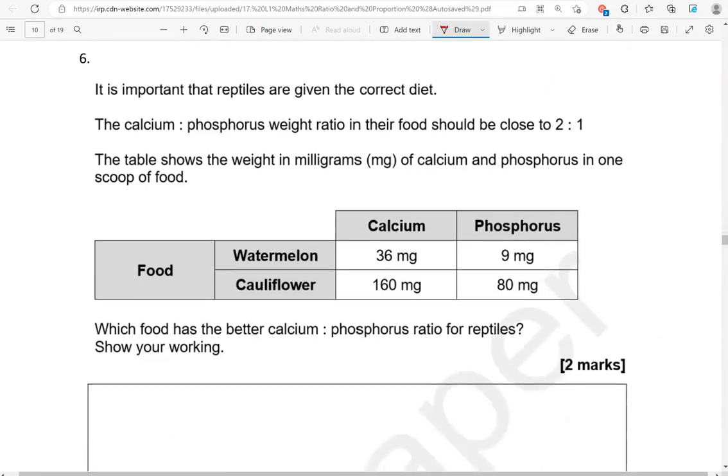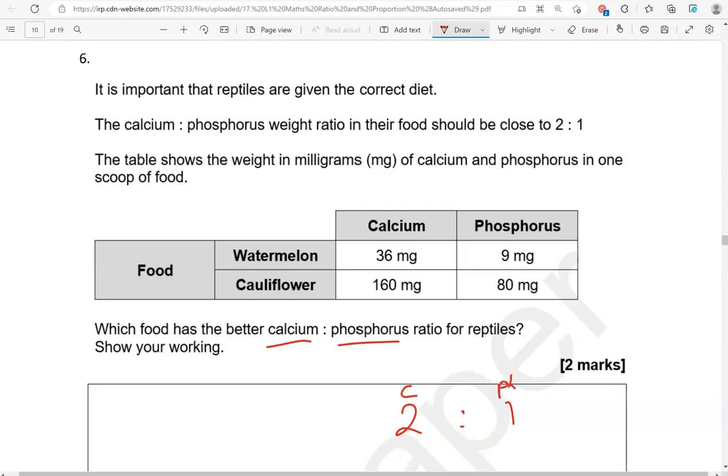It is important that reptiles are given the correct diet. The calcium to phosphorus weight ratio in their food should be close to 2 to 1. The table shows the weight in milligrams of calcium and phosphorus in 1 scoop of food. Which food has the better calcium to phosphorus ratio for reptiles? Show your working. Okay, so we've got a ratio of 2 to 1. 2 is for calcium and 1 is for phosphorus.